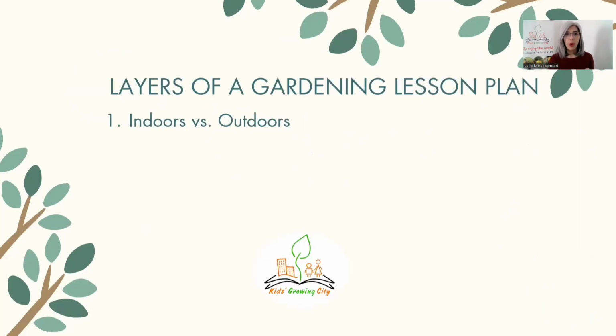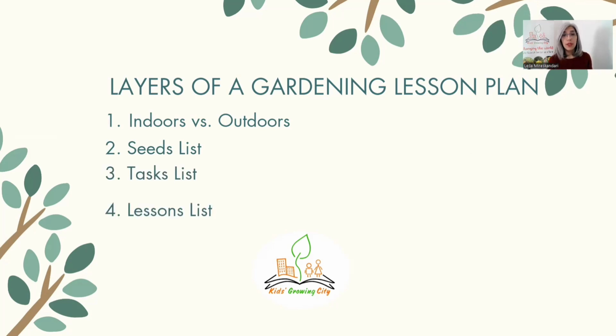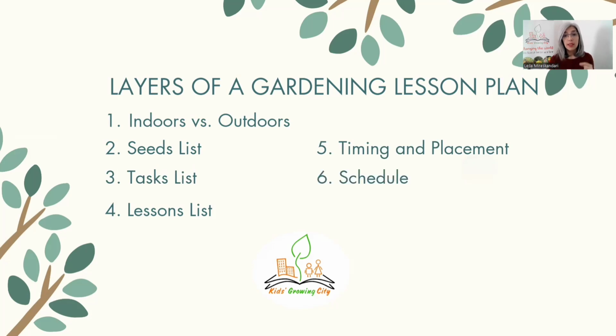All right. So the first layer is: is it indoors or outdoors? That's very important. The second layer is your seeds list. Third is your tasks list. Fourth is your lessons list. Fifth is your timing and placement. Sixth is your schedule. Seventh are your extension activities.